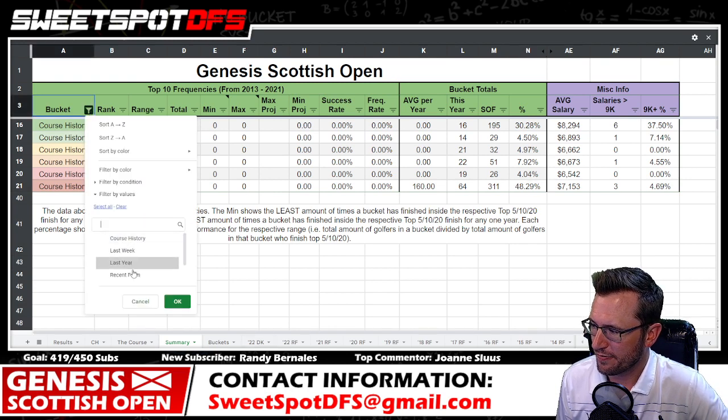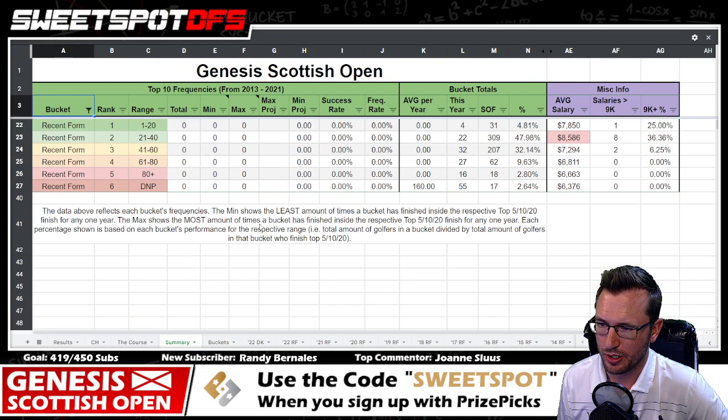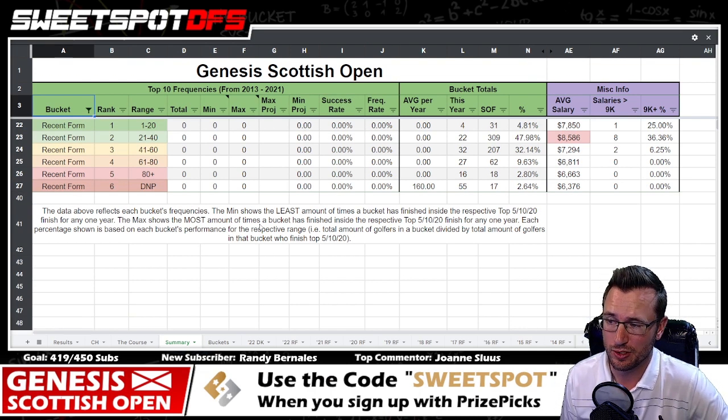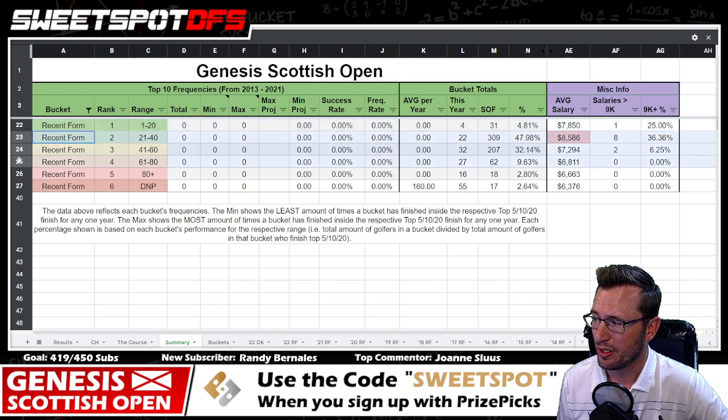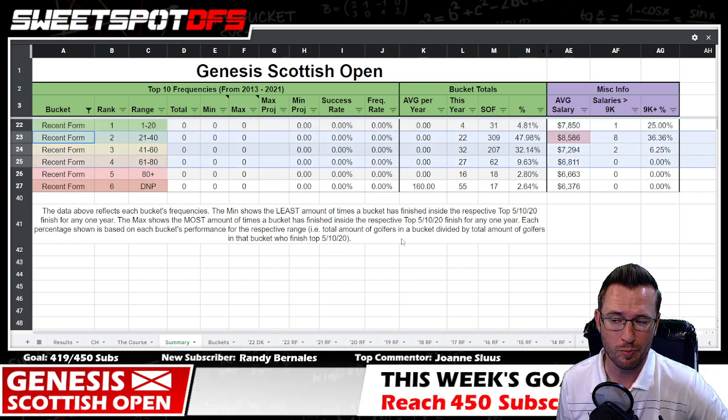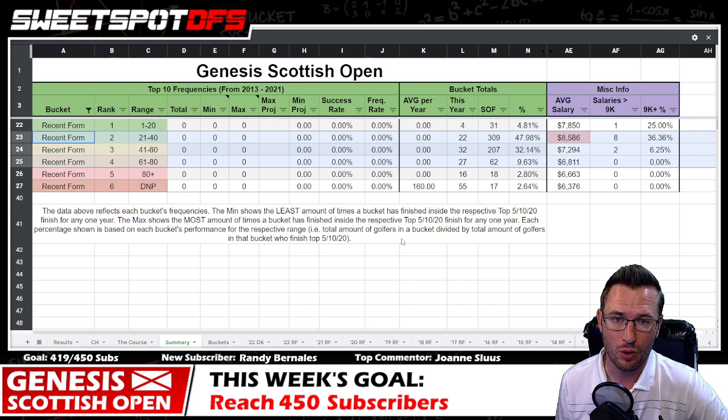And then going to recent form buckets, this is pretty easy. We can use kind of what it looks like every single week. We have 4 guys that have really good recent form. That's usually 0 to 1. So 0 to 1 golfers from that bucket. I wouldn't do any more than that. These 3 buckets are your important buckets, week in and week out.